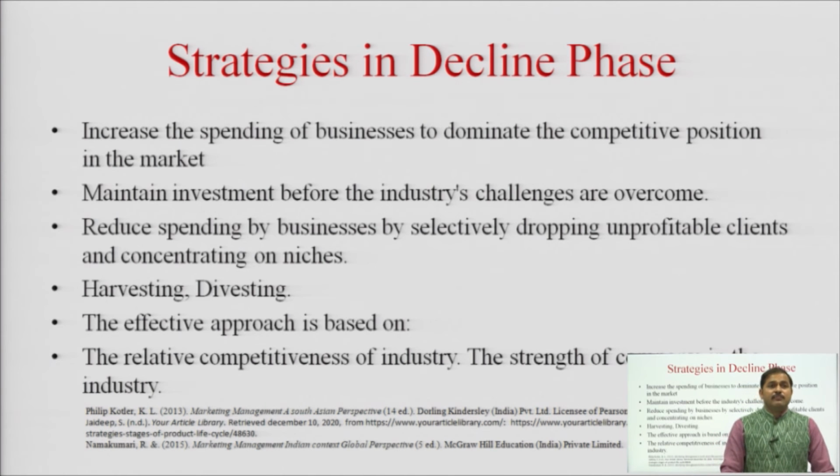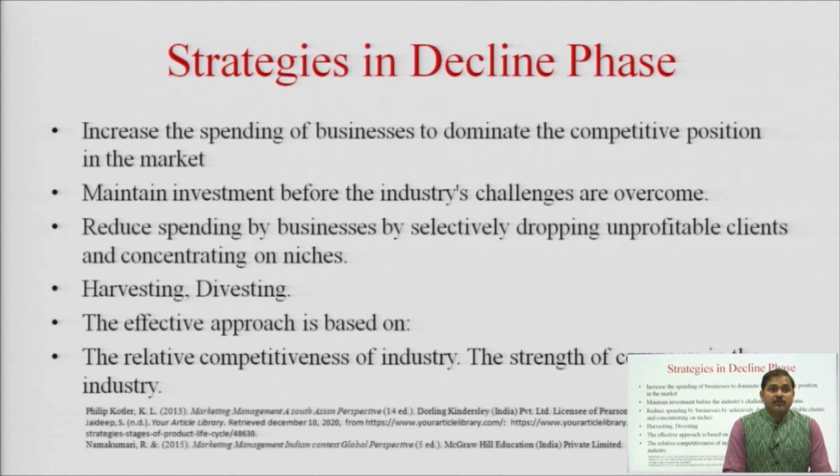Reduce spending in the business by selectively dropping unprofitable clients or concentrating on niches. We need to drop those things that are not giving much more profit in the days to come. We need to identify them and strategically drop those kinds of products and clients both. And instead of dealing in a larger market, we need to focus on niches. Harvesting and divesting may need to be done very selectively, so that efforts are channelized and done in a more strategic way.